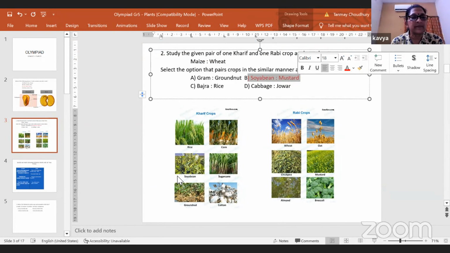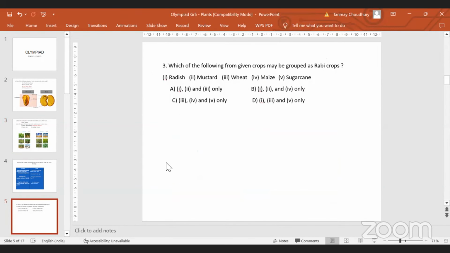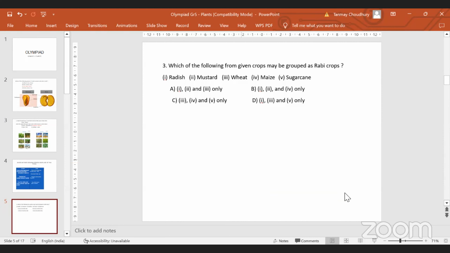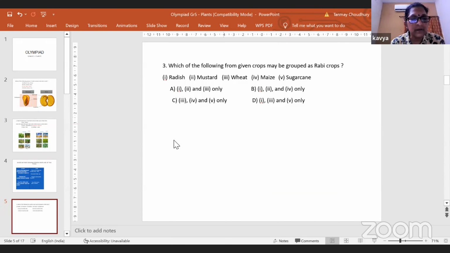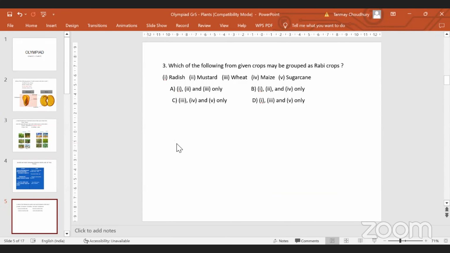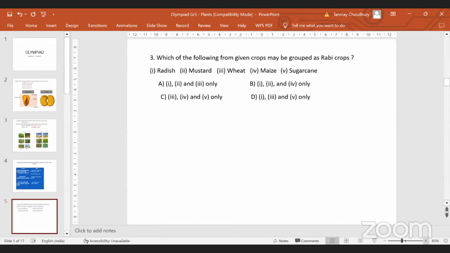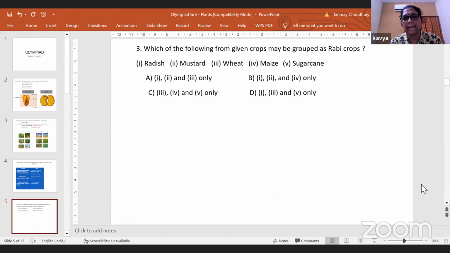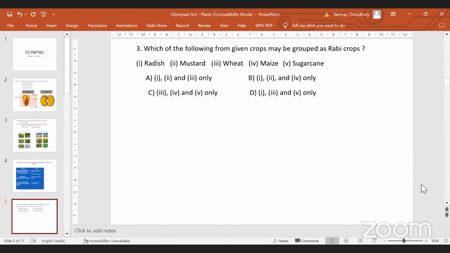Okay, next. Hello. Which of the following from given crops may be grouped as Rabi crops? Hello. Zoom a little bit. Sir, what did you say? Zoom a little bit. Okay, okay. That okay? Yes, yes, ma'am.